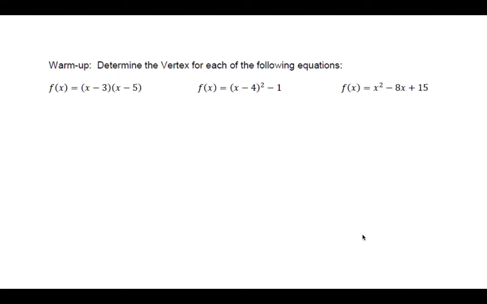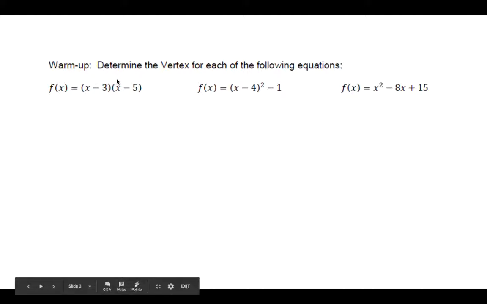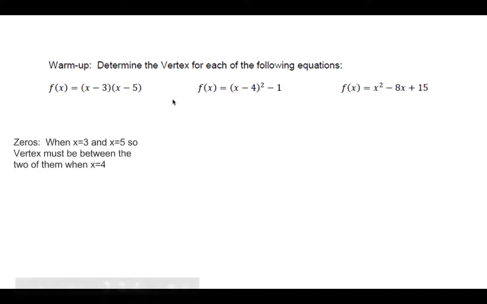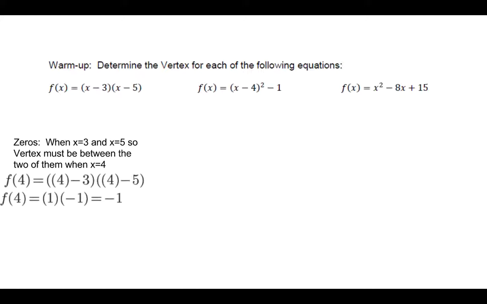So just to start, you can actually find the vertex of these three if you want to pause it. If it's in factored form, you can state the zeros. So if you know the zeros are 3 and 5, the vertex has to be between them. And so if the vertex between 3 and 5 is 4, if you now sub in 4, you can get the y value of -1, and so your vertex is (4, -1).